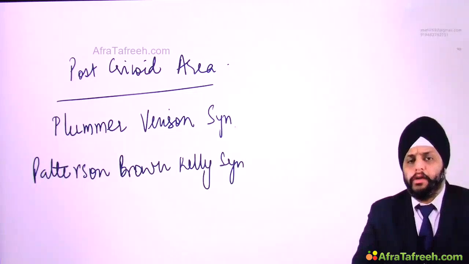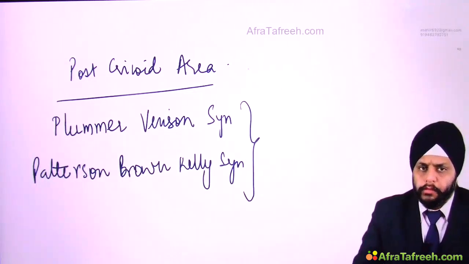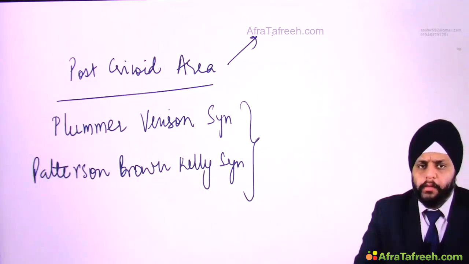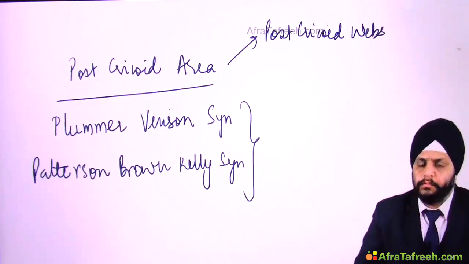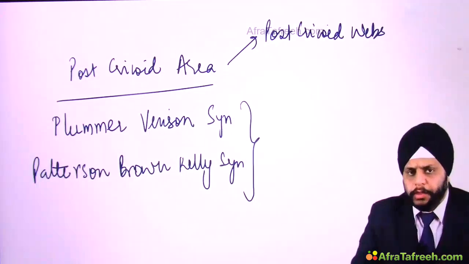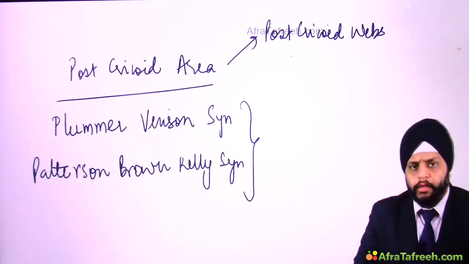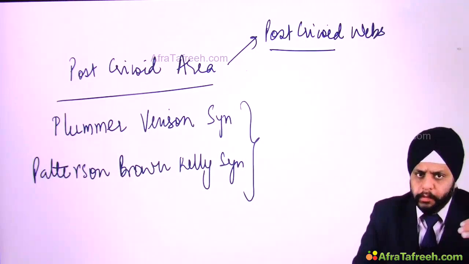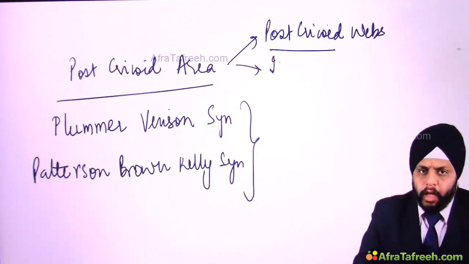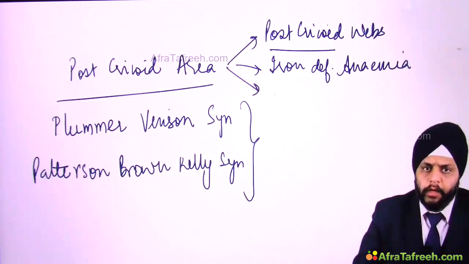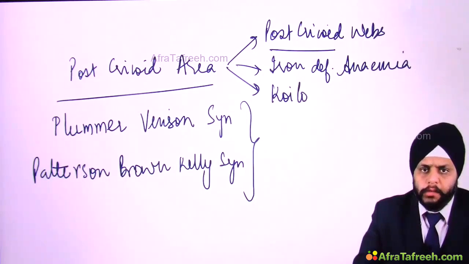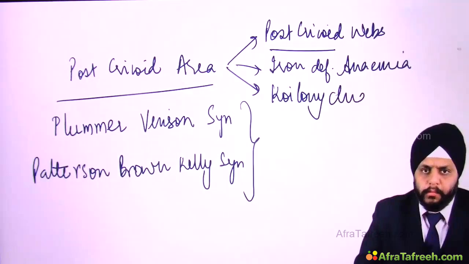Now this syndrome consists of three things. What are the three things? Number one, we have the post-cricoid webs. Many books mention esophageal webs in the upper one-third of the esophagus. They are actually post-cricoid webs. Number two, we have iron deficiency anemia. And number three, we have koilonychia, that is spoon-shaped nails.